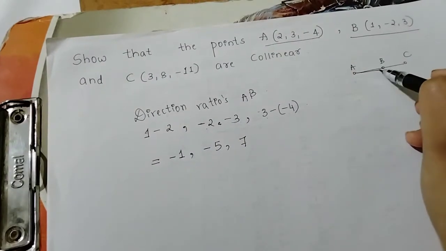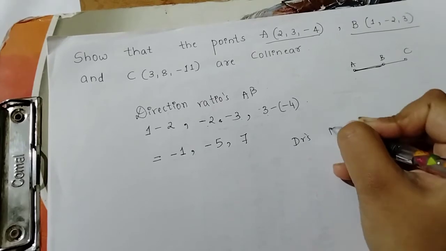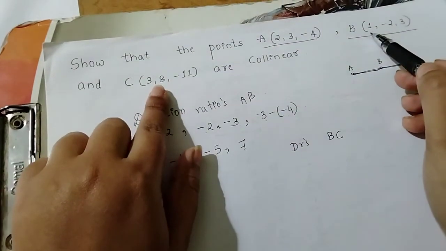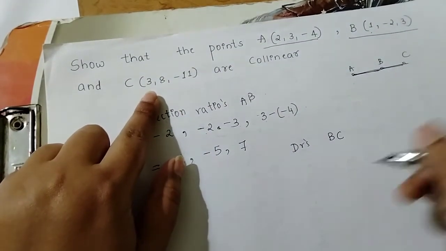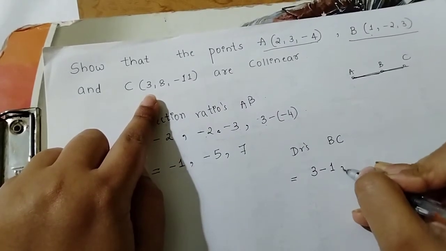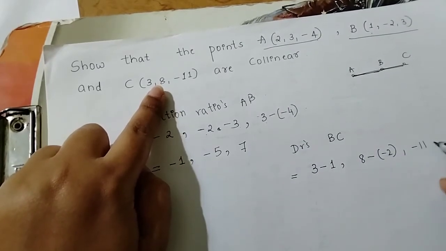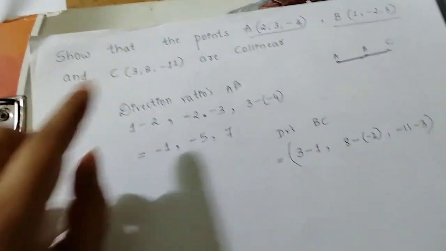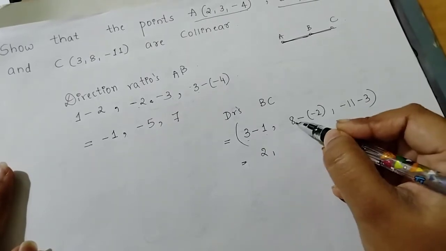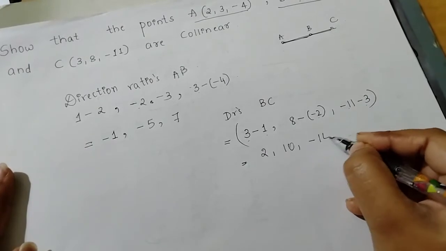So find the direction ratios first. Okay, next find BC. Direction ratios of BC I am finding out now. This is BC. Here are the points: B is here, C is here. So now I am going to solve it. 3 minus 1, then 8 minus of minus 2, then minus 11 minus 3. So this will be equal to 3 minus 1 is 2, 8 plus 2 is 10 and minus 11 minus 3 is minus 14.